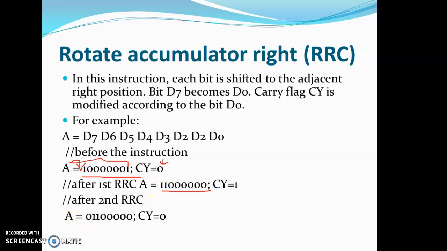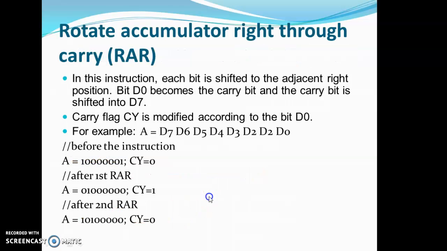What happened in the first RRC? In the first RRC, the last 1 came to the front and the carry flag became 1. What happened in the second RRC? The last 0 came here, and it is reflected in the carry flag also. So we get 0 double 1 then 5 times 0, and the carry flag is also 0. Then RAR through carry means each bit is shifted to the adjacent right position.